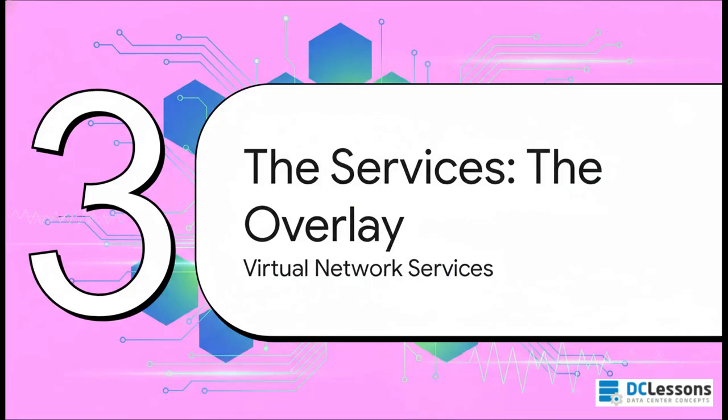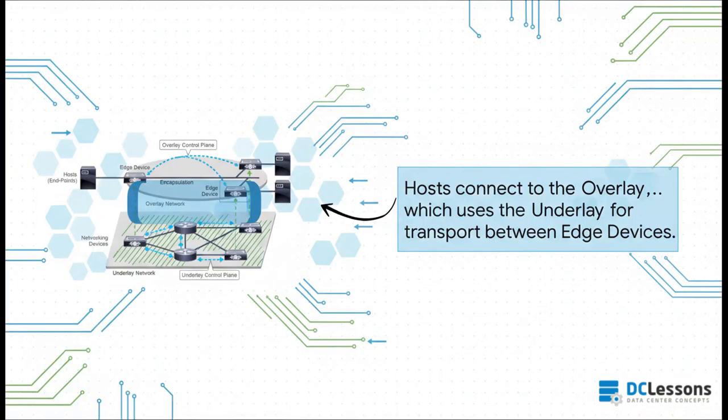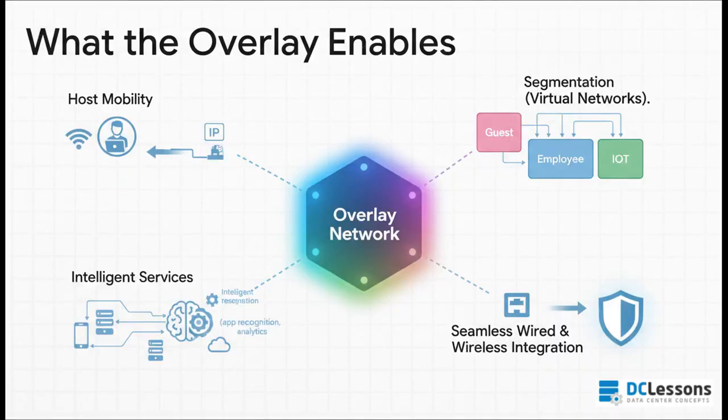All right, so we've got our highway system. Now it's time to build the smart stuff on top of it. Let's talk about the overlay. This is where the magic really happens. All the intelligence and the advanced features, this is where they live. So check this out. Your end user devices, your laptops, your phones, they connect directly into this virtual overlay. The overlay then does something really clever. It takes their traffic, wraps it up in a little package, and sends it across that physical underlay to get to where it's going. The user and their device, they have no clue the underlay even exists. It's totally transparent.